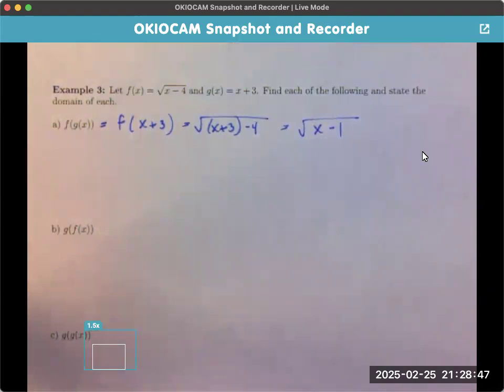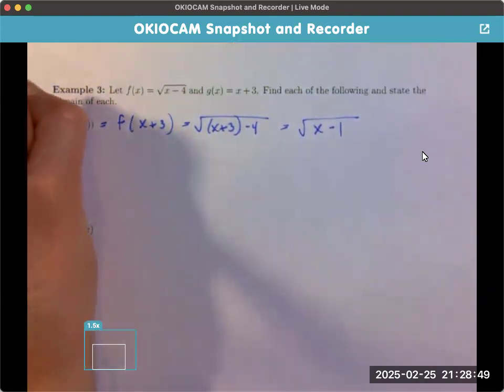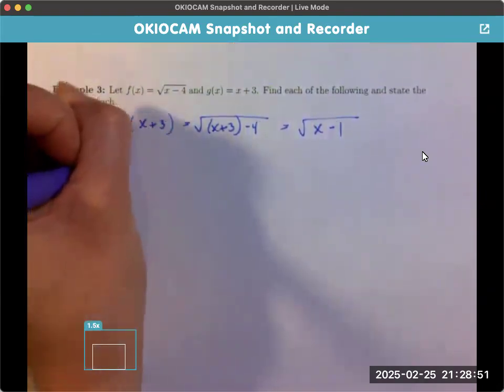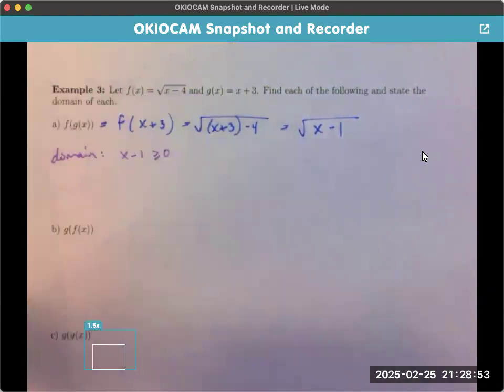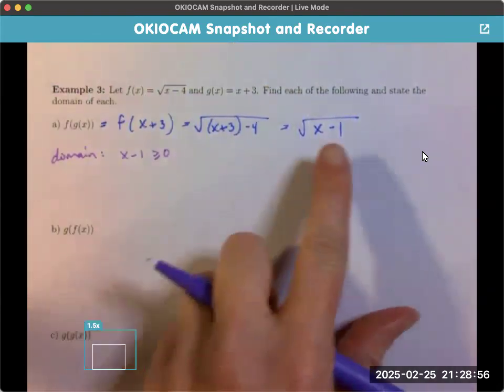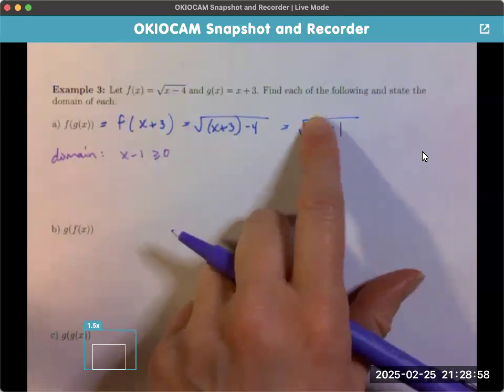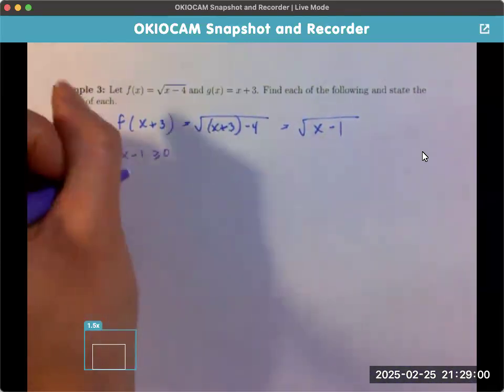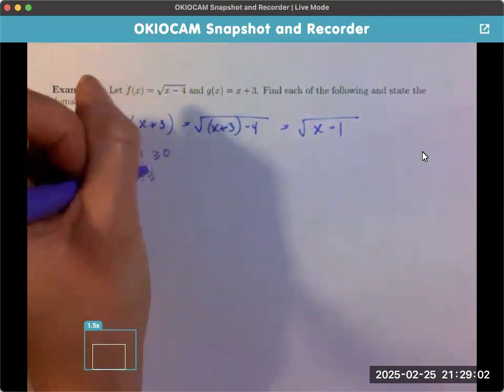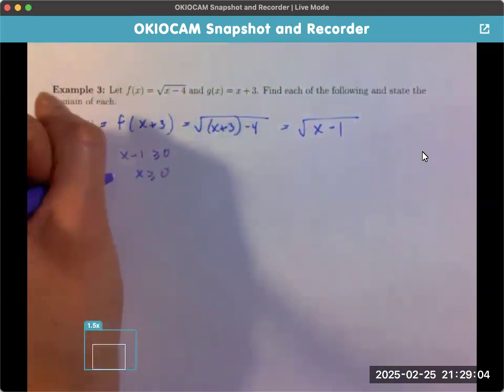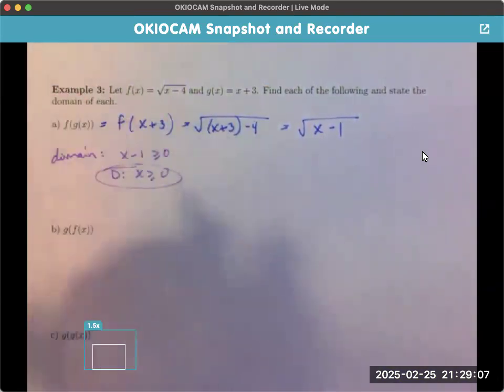So we know that for domain, we take x minus 1. We say, okay, you have to be greater than or equal to 0, because that's what it means: a square root can't have a negative under there. So x has to be greater than or equal to 0. That's the domain. Yay!